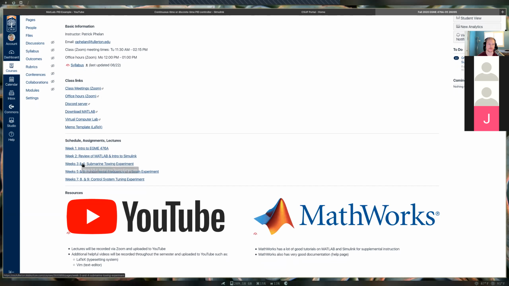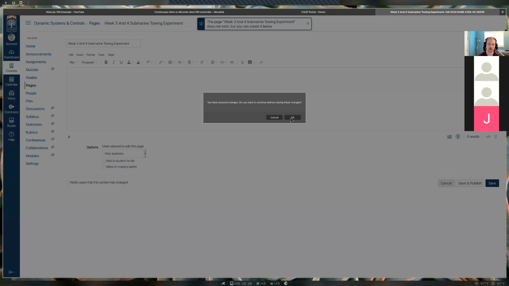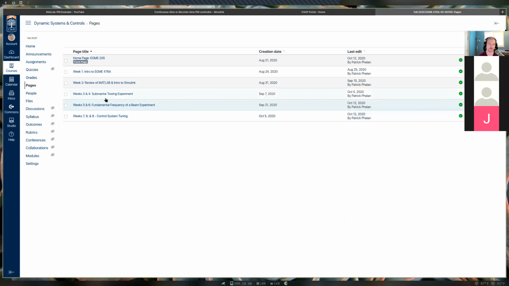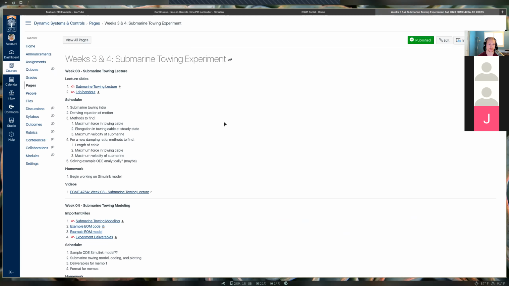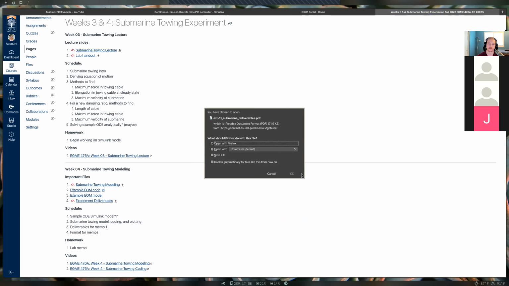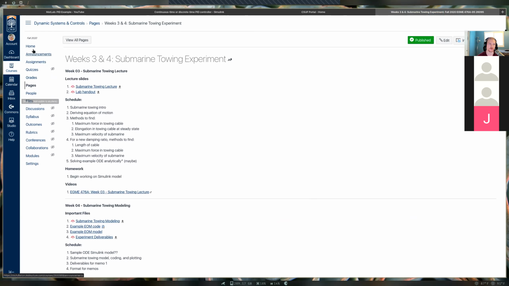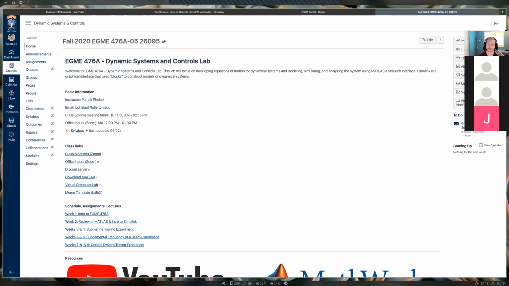So lab 1, you can either go in the weeks here, or if I click on submarine towing experiment, I should see... Oh, that's nice. I think I changed the name. So if you were trying to access that before and you couldn't, I need to update that link. So I'll fix that. If you clicked on the week for the submarine towing experiment, you could see the deliverables right there. And of course, this is for lab 1. But a different way you can do it, let me go to student view.